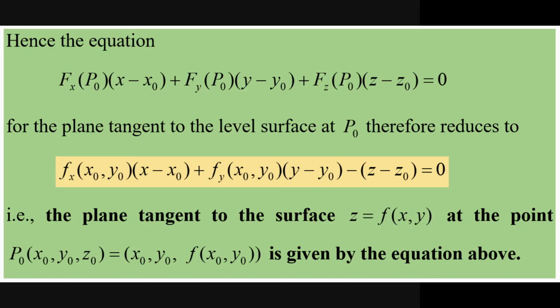So using the formula for the tangent plane, we get f suffix x of x naught y naught times x minus x naught plus f suffix y of x naught y naught times y minus y naught minus z minus z naught is equal to 0. This is the point where there is a difference. Earlier here it was f suffix z, but in here instead of f suffix z, here we have negative 1.